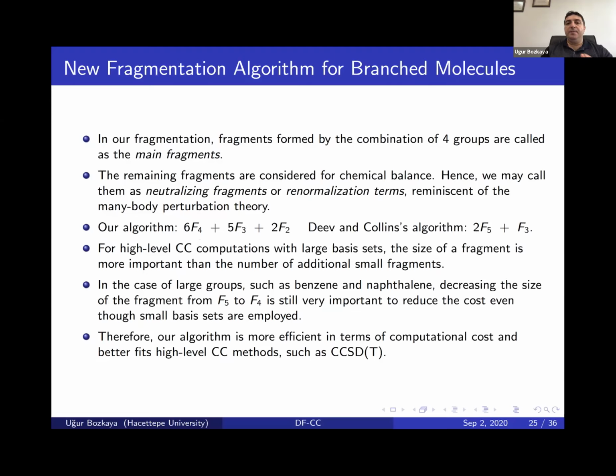Hence, if we compare two algorithms, our algorithm yields smaller sized fragments, but Dewey and Collins' algorithm yields a lower number of fragments. However, for high-level coupled cluster computations with large basis sets, the size of a fragment is more important than the number of additional small fragments.